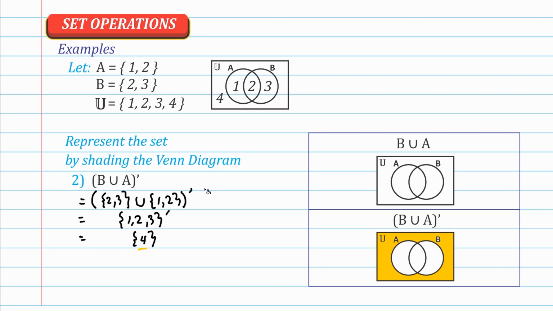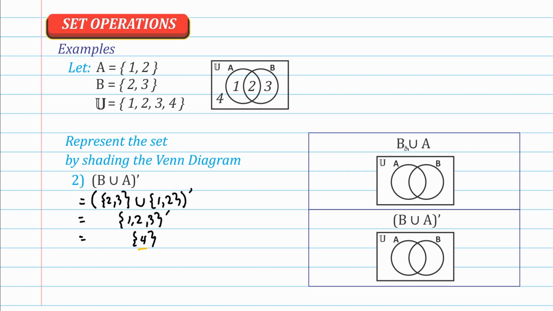However, is there a way to shade the Venn diagram without even knowing the elements? Yes, we can by looking at our shapes and shading them as needed. What do I mean? Let me try and erase this first. Okay, instead of looking at the elements, let's get B union A first because according to the PEMDAS rule, this should be solved first. So B union A, we have B union A here. When you say union, you combine. It's the easiest operation you can do with sets.